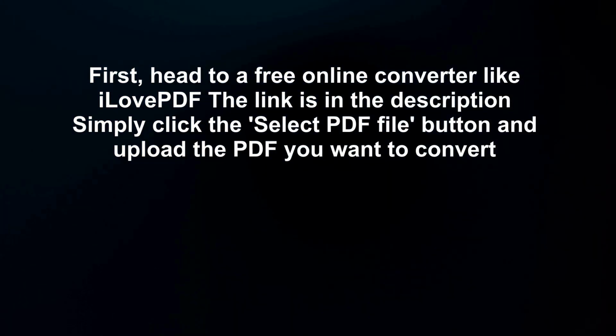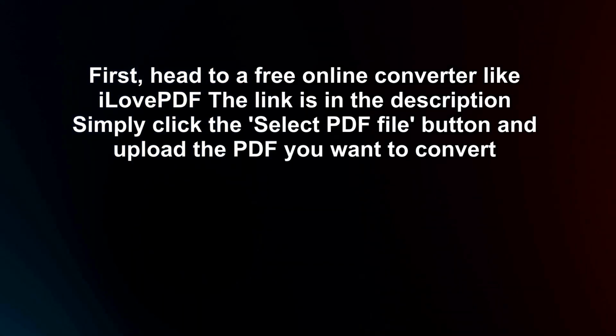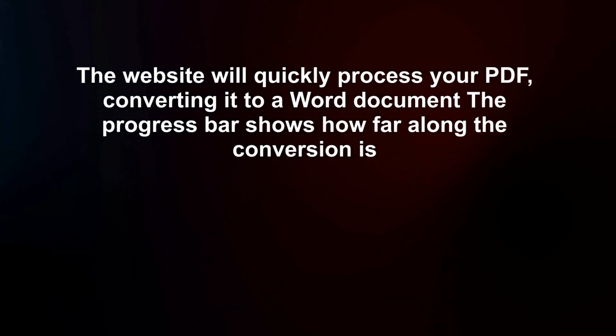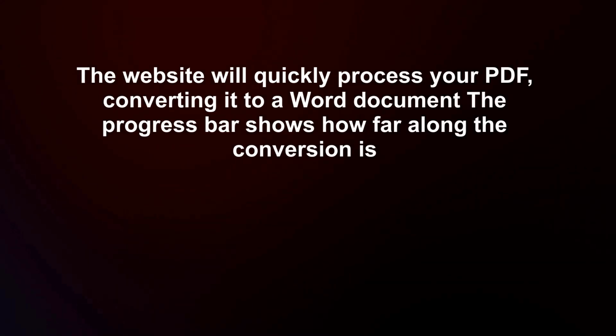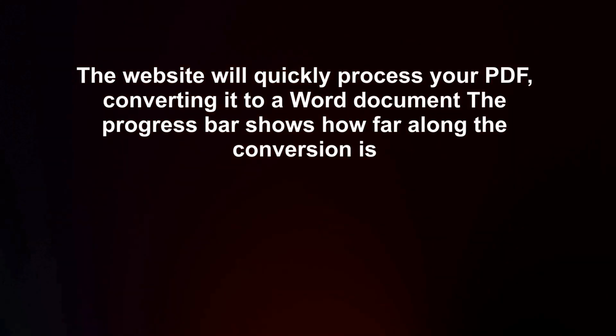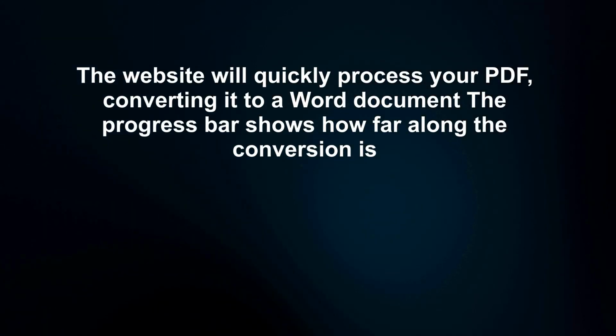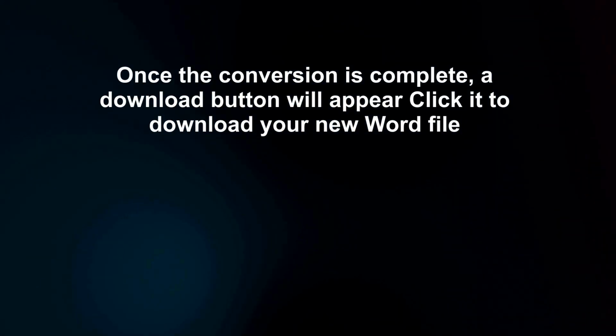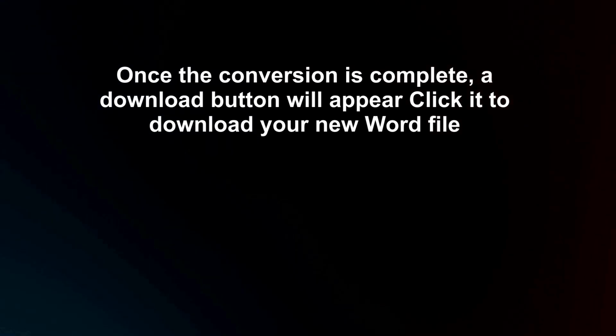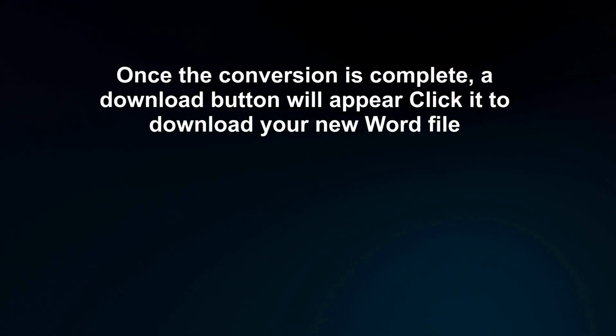Simply click the Select PDF File button and upload the PDF you want to convert. The website will quickly process your PDF, converting it to a Word document. The progress bar shows how far along the conversion is. Once the conversion is complete, a download button will appear. Click it to download your new Word file.